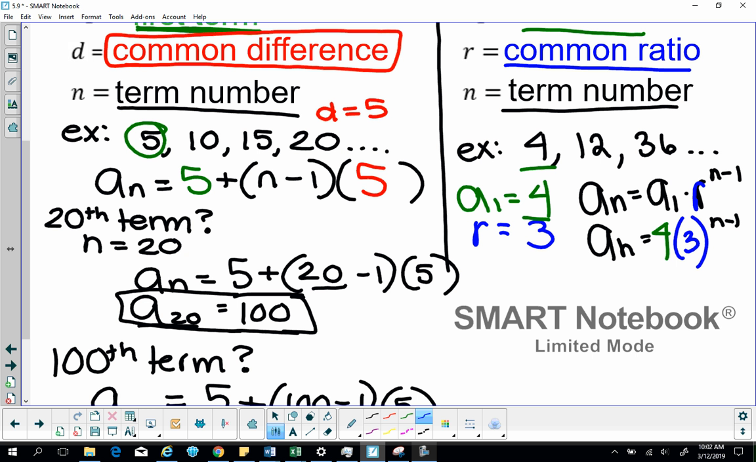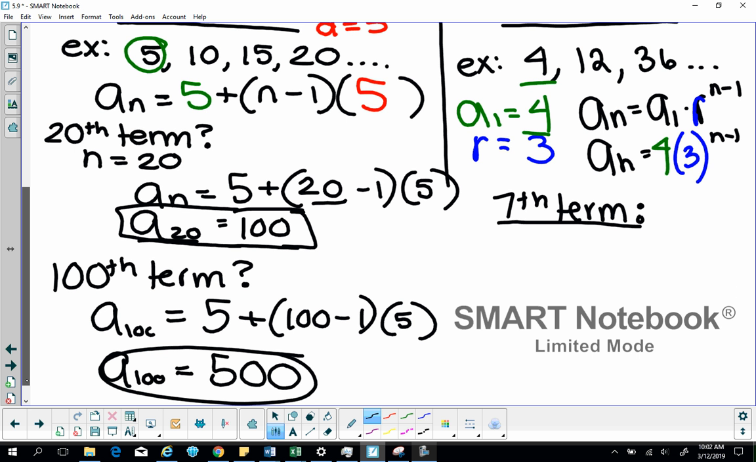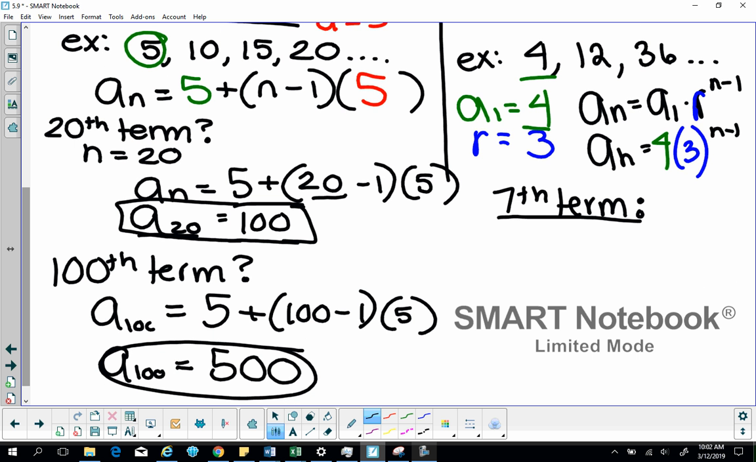Now, if I want to find my 7th term, these numbers are going to be getting really, really large. That's because you're multiplying over and over again, or they might be getting really, really small decimals because you're multiplying by a fraction. But just know when you get a huge number, you're not wrong. That's just how it turns out in geometric. So if I want my 7th term, what am I plugging in for n?